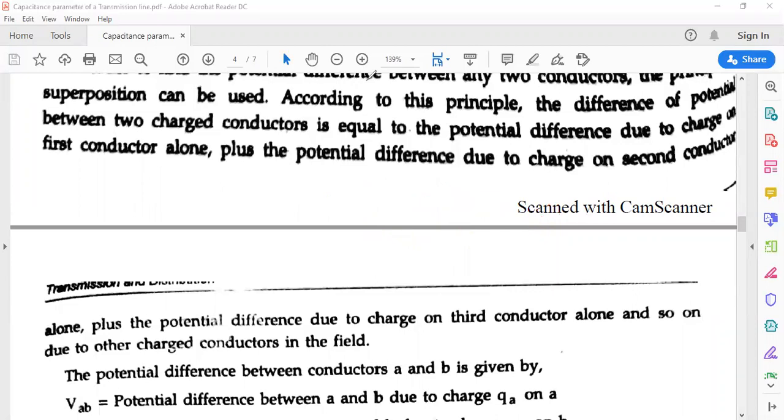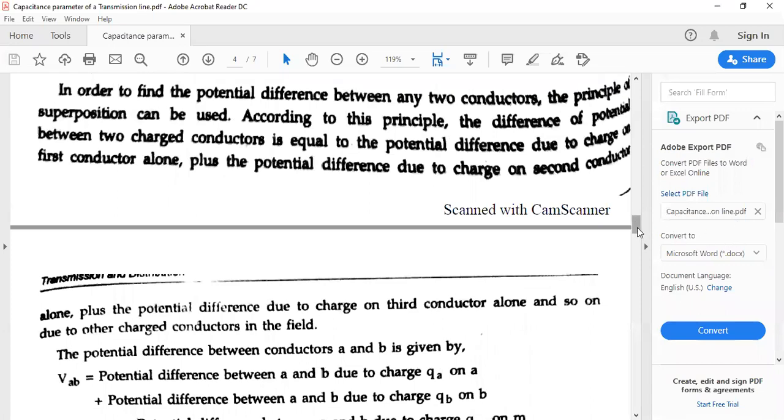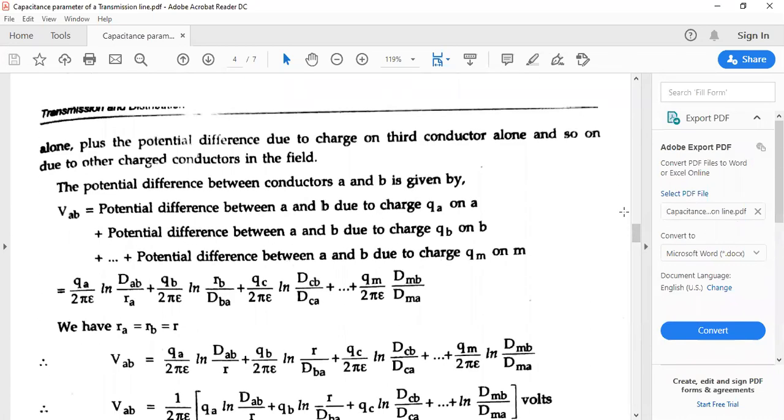Now let me take an example of the potential difference on the third conductor. We are considering a system of conductors, where the field is due to the third conductor and the other charged conductors. What you can generally come across is VAB, the potential difference between the conductors A and B.